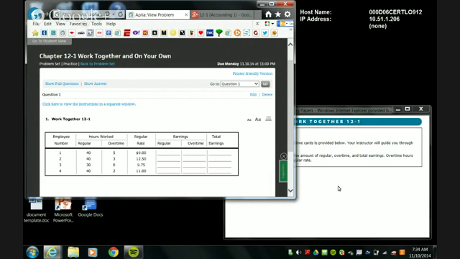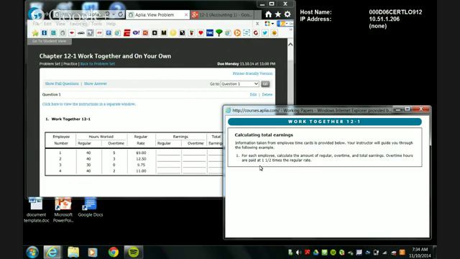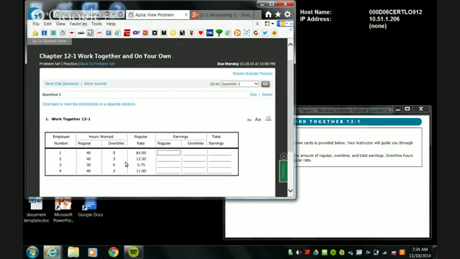Okay, so here's what we've got. For each employee, calculate the amount of regular, overtime, and total earnings. Overtime hours are paid for time and a half. So we go over here. Employee number 1 worked 40 hours at $9 an hour. So their regular earnings are just 40 times 9, and that's $360.